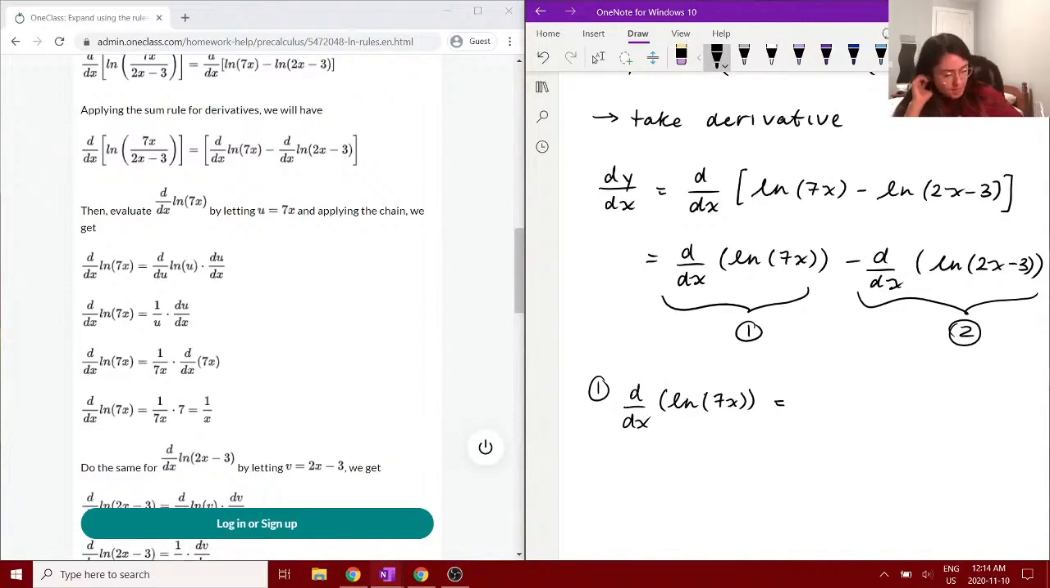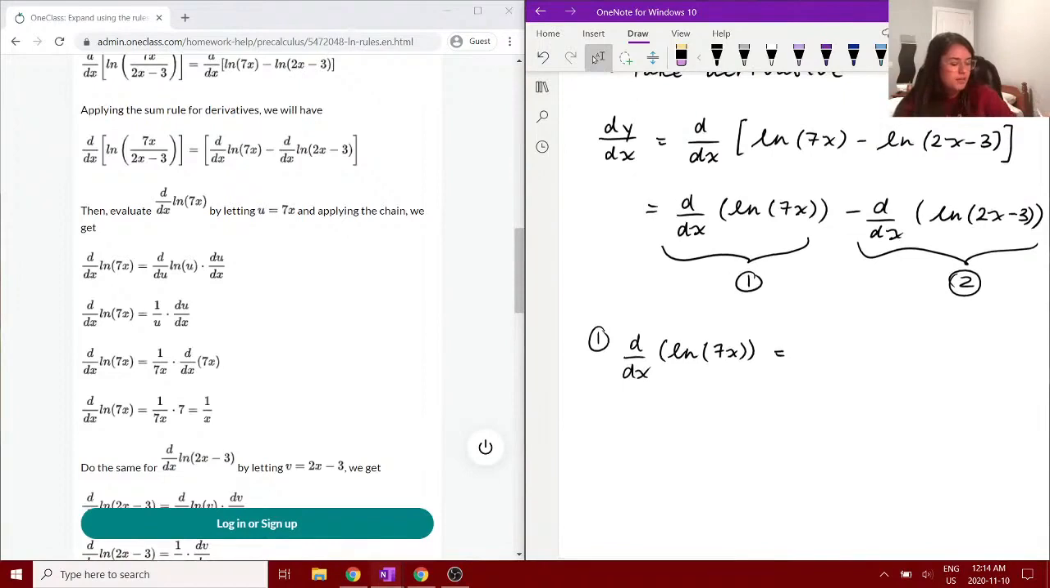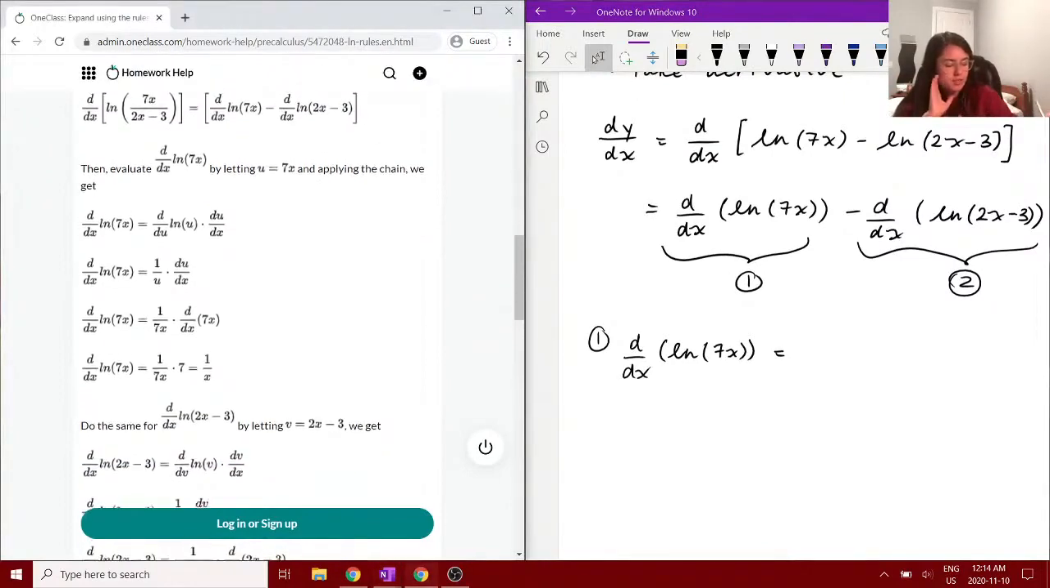And like I was saying, this solution lets u equal 7x. So then what you're doing is taking the derivative of ln u, right? And that's pretty simple because it's already a known function, right? I'm going to leave that out so we can go through a little bit more quickly because I think it's fairly easy to understand. But if you need it, it'll be here on this left side.